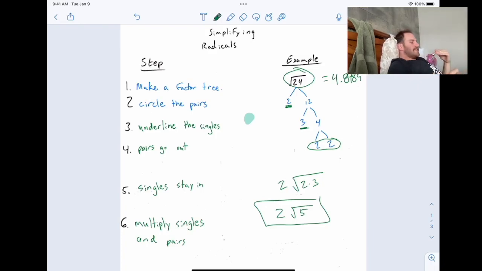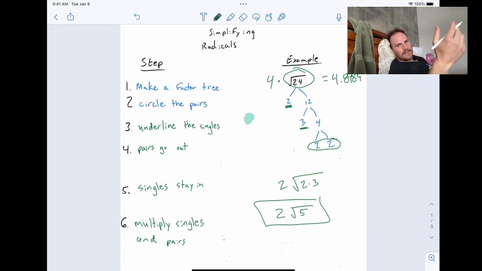The reason we simplify radicals is so that we can work with those numbers. If I was trying to figure out what 4 times the square root of 24 is, well, that's kind of hard to do in my head, because I can't really multiply by a radical unless I figure out what that number is. But if I do 4 times 2 times the square root of 5, well, I know that's about 8 times the square root of 5.